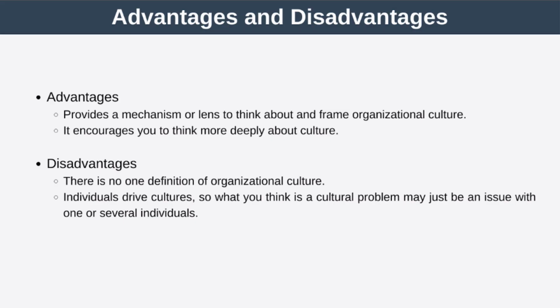Finally, individuals drive culture. So what you think is a cultural problem may just be an issue with one or a few individuals. So in summary, Edgar Schein's culture model is a tool that can help you understand organizational culture. And from that, you can shape organizational culture. The model says that there are 3 different layers to every organizational culture. At the top, we have artifacts, which sit on top of values, which sit on top of assumptions.